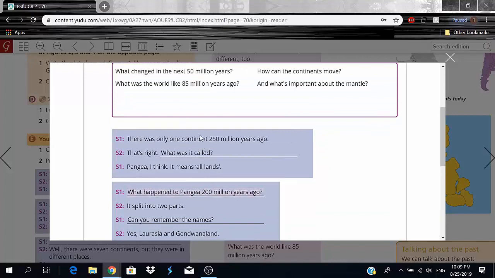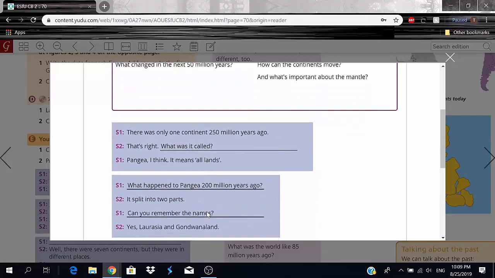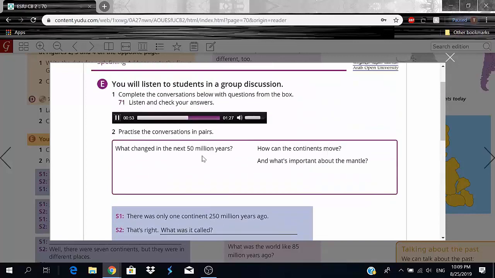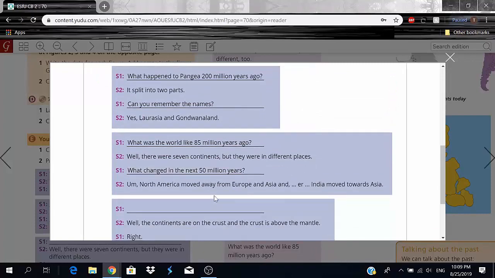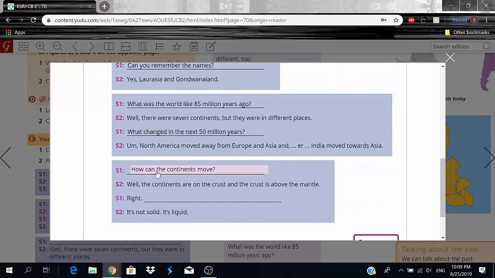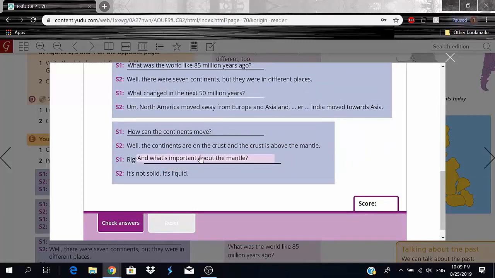What was the world like 85 million years ago? Well, there were 7 continents, but they were in different places. What changed in the next 50 million years? North America moved away from Europe and Asia, and India moved towards Asia. How can the continents move? Well, the continents are on the crust, and the crust is above the mantle. Right. And what's important about the mantle? It's not solid. It's liquid.